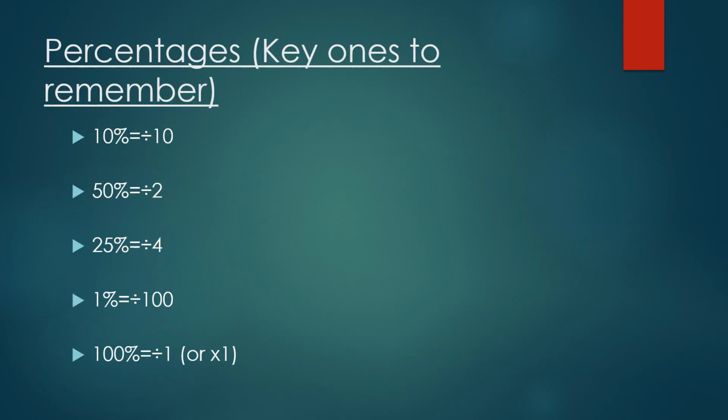So percentage, key ones to remember. The key with percentage, guys, is we want to work out 10%, 50%, 25%, 1%, and then 100%. The 10% of any quantity, we divide that number or quantity by 10. 50% means we divide it by 2 or halve it. 25% means we divide it by 4. 1% means we divide it by 100. And then 100% is equal to 1, so divide it by 1 or times it by 1, and the answer remains unchanged.